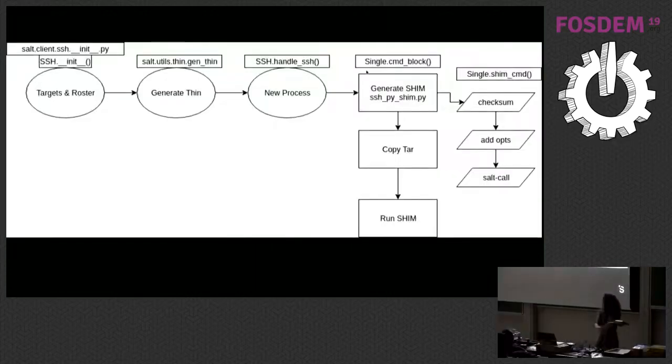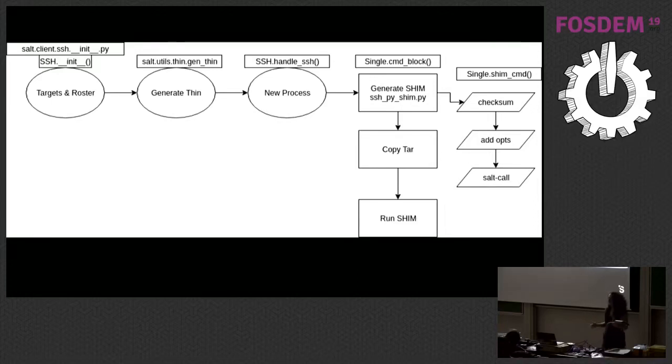So what is going on in the background? Obviously, you can see that we're getting the same result, but a lot of different things are happening to make this possible. We're just using SSH as the transport layer. So what we're first going to do, and I've provided where in the code this is, just for the curious minds, is set up what our target and our roster is. We're going to initialize that in our SSH class. And then we're going to generate what we refer to as the thin.